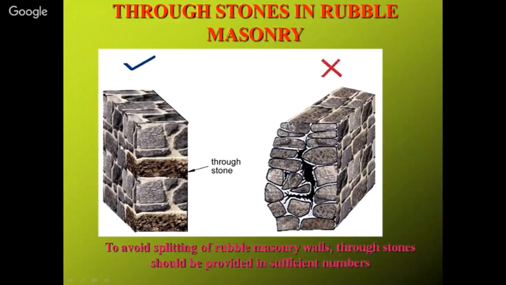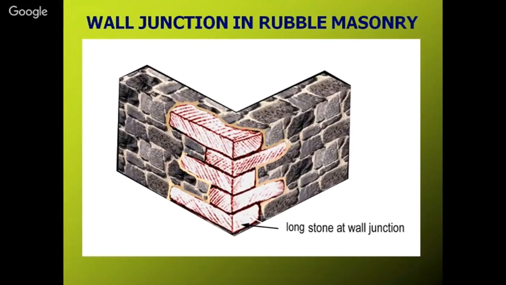Somebody will ask, if you do not have such a large stone to put in the wall, you can use a small wooden plank also. You can bend your bar into an S shape and place that bar there, so it will work as a through stone. Another problem is at the junctions: whenever an earthquake comes, corners will open up, and the building fails from the corners. So we have provided through stones at the corners also.